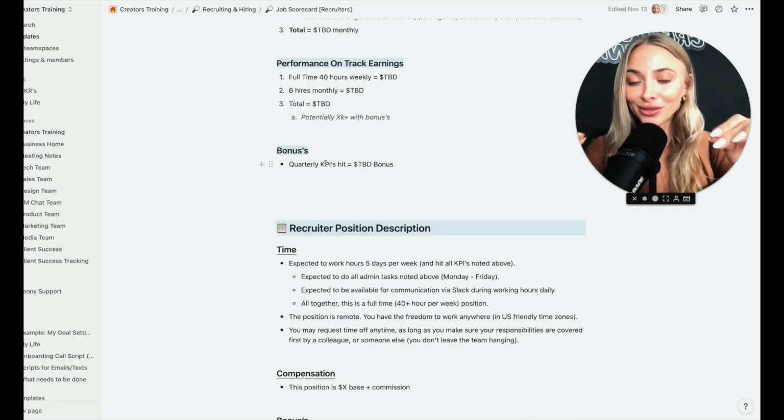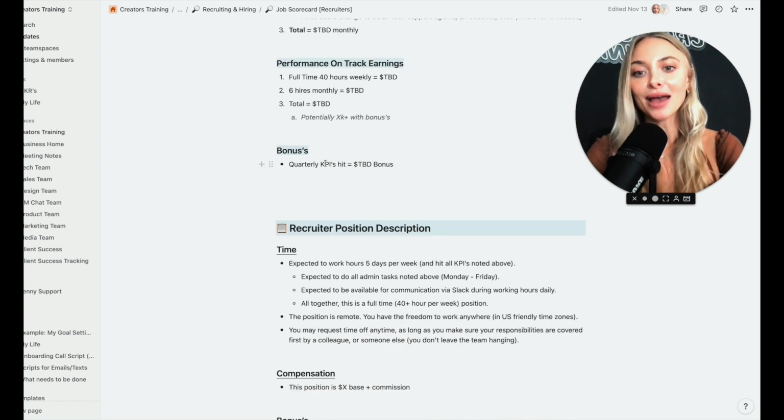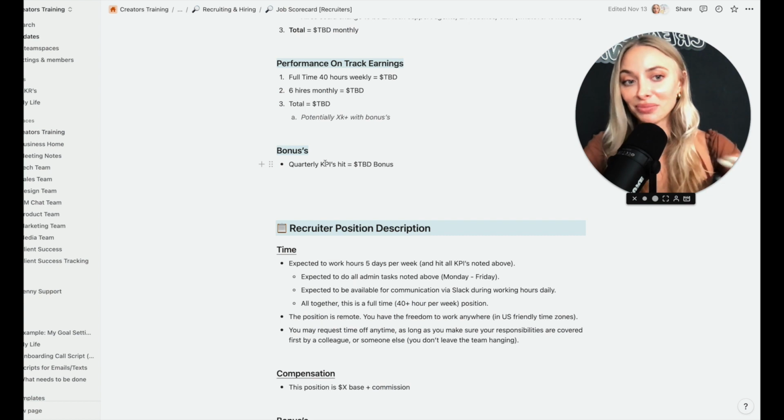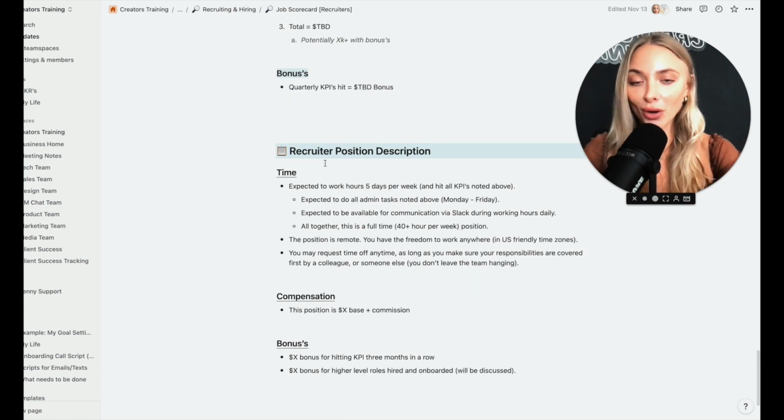Then you also want to add bonuses. For example, if you hit quarterly KPIs, you get a certain amount, like 5K, 2K, 3K, whatever you want to give them for exceeding the KPIs on a quarterly basis.